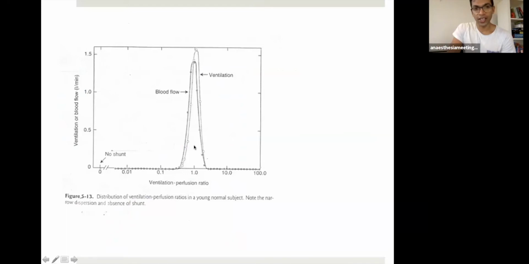So just looking at this, there's a logarithmic graph showing VQ on the x-axis and ventilation and blood flow on the y-axis. You can see that these lung segments are really tightly aligned. I mean, considering it is a logarithmic graph, maybe not that tightly aligned. So the next question I could get you guys to think about is, what does a sick lung look like?